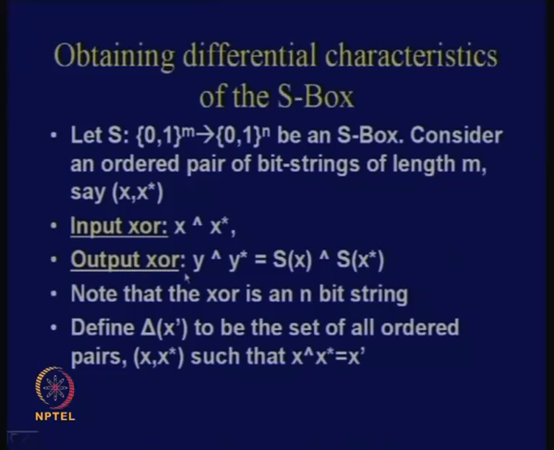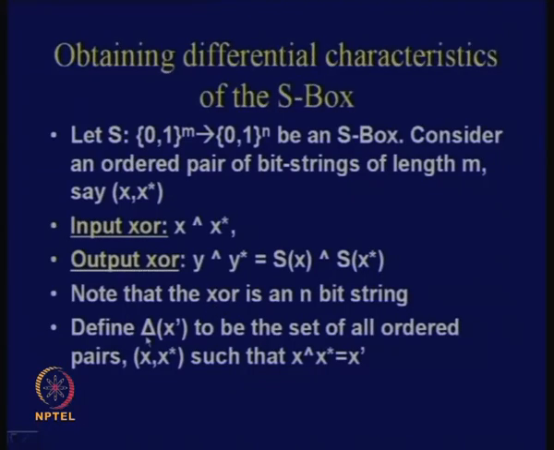And what is the output differential? You compute the value of Sx, you compute the value of Sx star, and you take an XOR between them. So therefore you obtain y and y star, and that is the output XOR. Note that the XOR is an n bit string, because your resultant is finally an n bit value, so your XOR is also an n bit value.